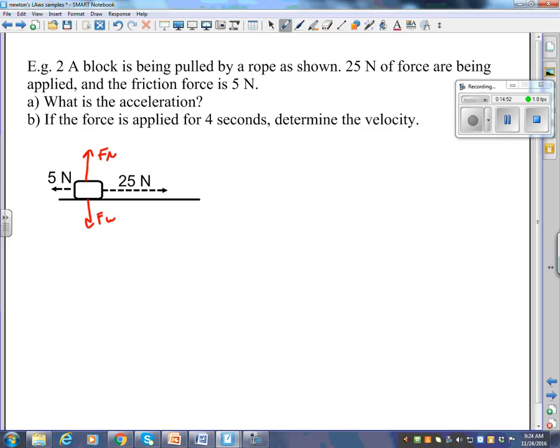Okay, so we are asked to find the acceleration. Two formulas that you know have acceleration in them. A equals delta V over delta T. Well, we don't have any of those, right? What about F net equals MA? We do not know the mass, do we?